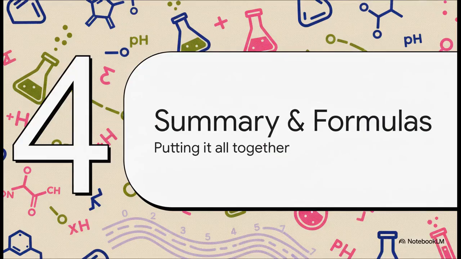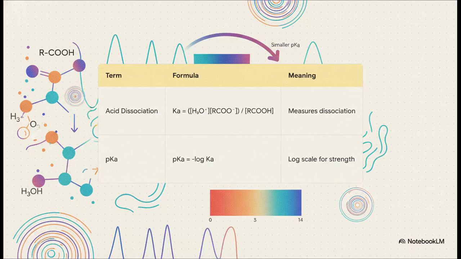Okay, we have covered a lot of ground. Let's just take a second to put it all together and summarize the most important ideas and formulas from our discussion. So here are the key mathematical relationships. Ka is the direct measurement of how much an acid breaks apart in water. But, like we said, we usually use pKa, its negative log, because the numbers are just easier to work with. And the most critical thing to walk away with is that inverse relationship. The smaller the pKa, the stronger the acid.